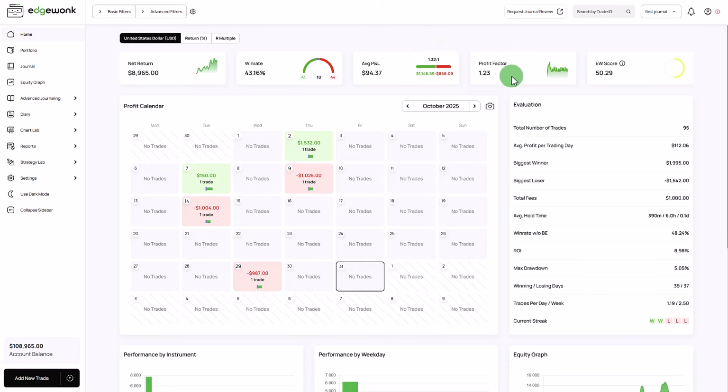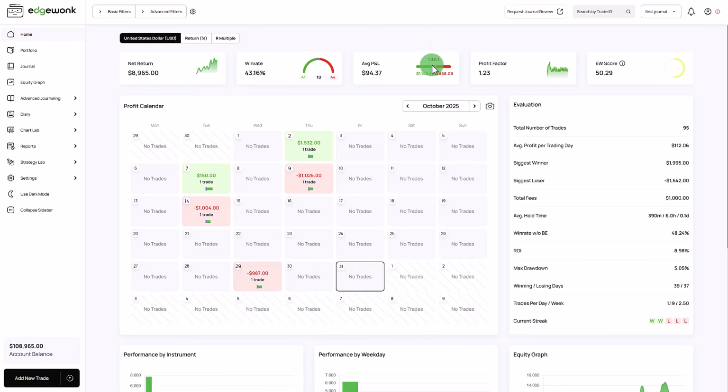The profit factor is 1.2, which means that although he is profitable, he is not profitable by a big margin. And you can already see the Edgewonk score is showing that. It's yellow, which means that although he's profitable, this could change any time. And the main reason is the low reward to risk ratio, 1.3.